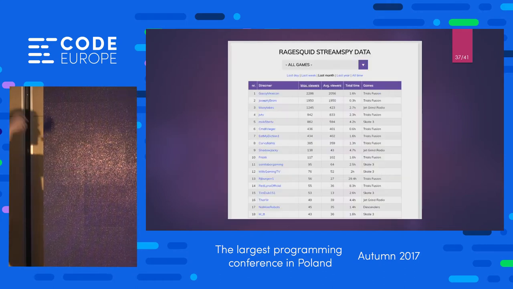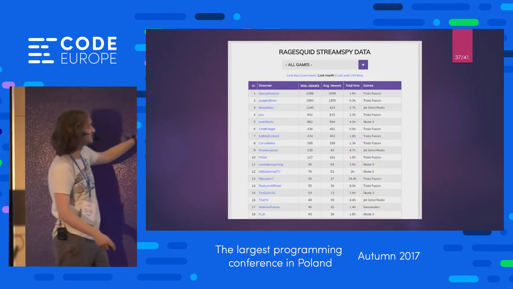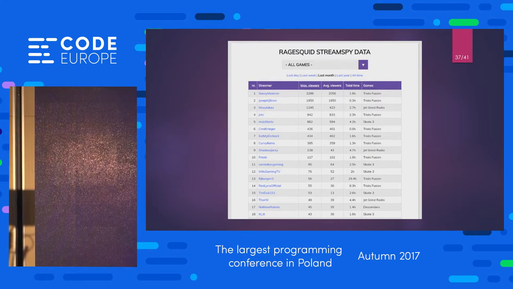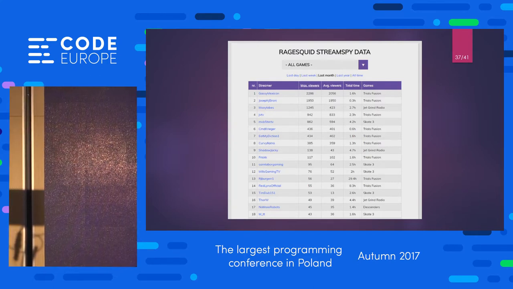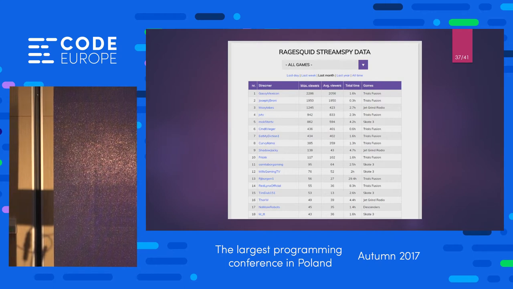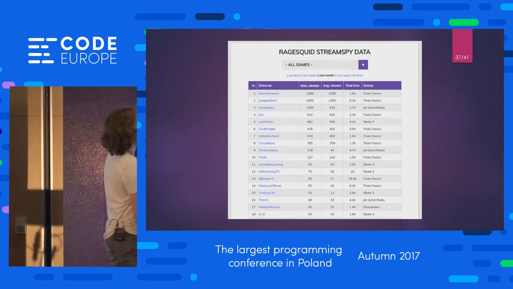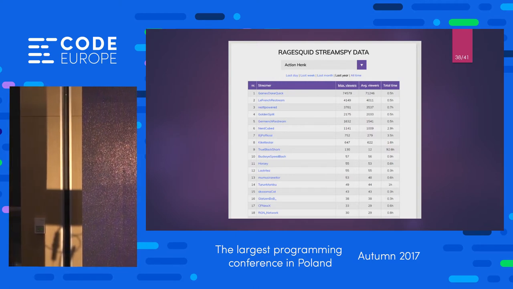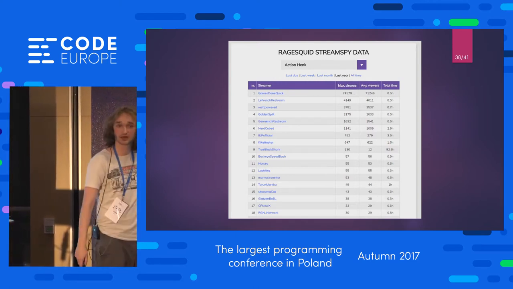And then you get this nice list of data, which basically says, hey, these are the people that played your games. These are the amount of viewers they had. This is how long they played it. These are the actual games they played. So now it's all the games that I follow, but I can also filter it to only Action Hank. So this is for the last year, the biggest streamers that played Action Hank.